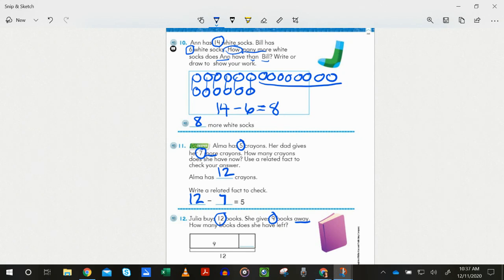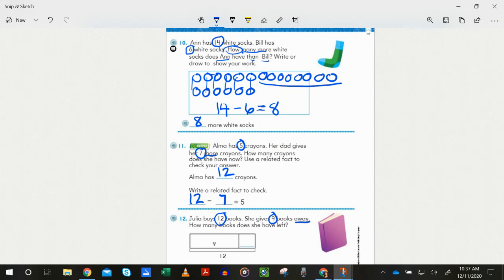Remember, part of learning and growing is being able to explain why you know something. And so that's why they want you to do these number sentences to check your work or draw pictures and things like that, to show that you really do understand what's happening.